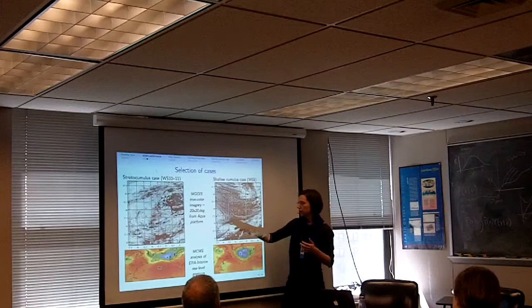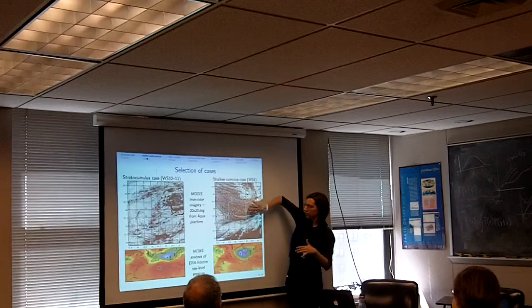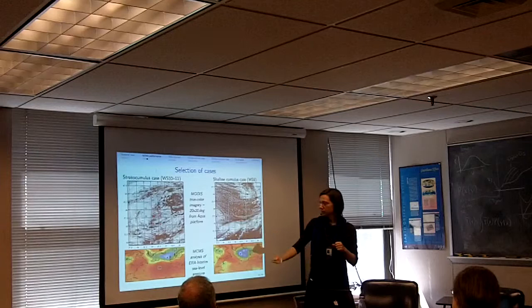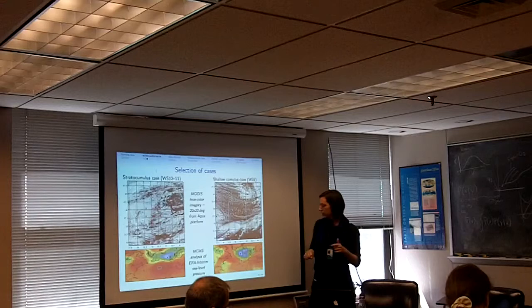And on the opposite, you have the shallow cumulus case, which is weather state 8. You have this whole field of shallow cumulus passing over one side. And we're selecting them in the Azores. I'll explain just after that why.